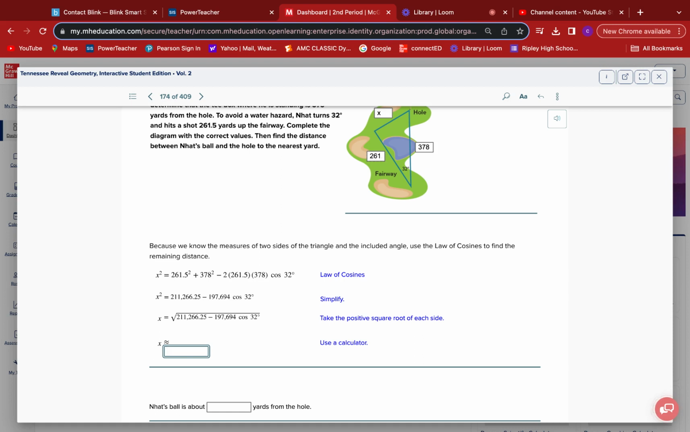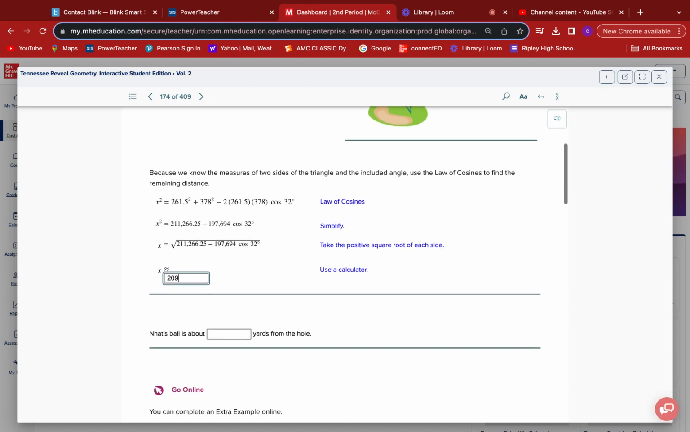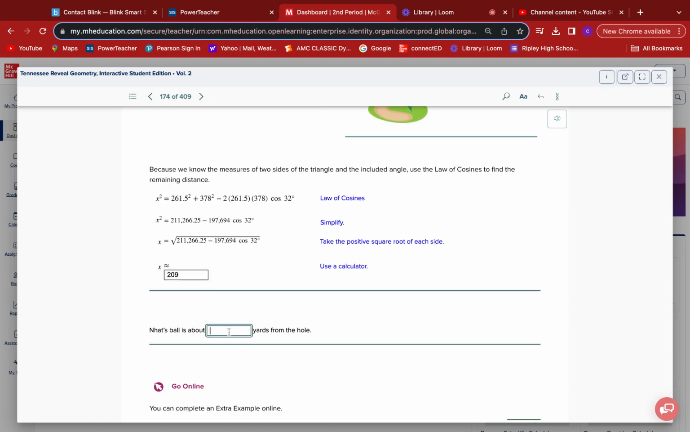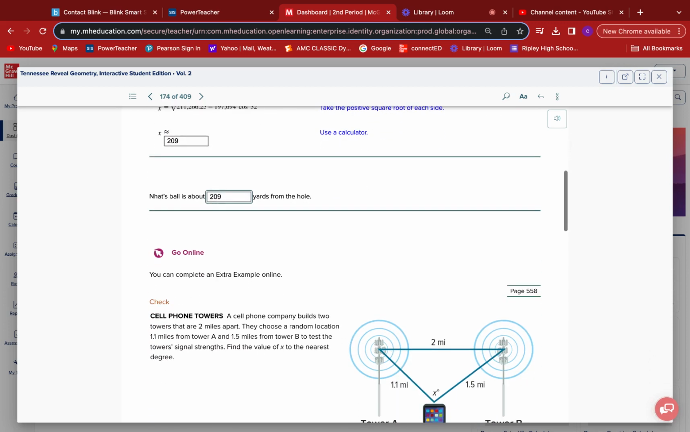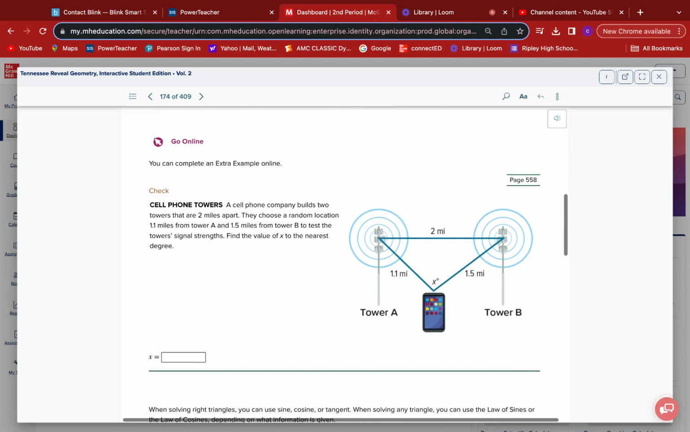All right, so it looks like I have approximately, to the nearest yard, 208 point something. The number behind the decimal is an 8, so it makes it go to 209 yards. So it's about 209 yards away from the hole. All right, that was example number 3 on page 558, and we have a check coming up.